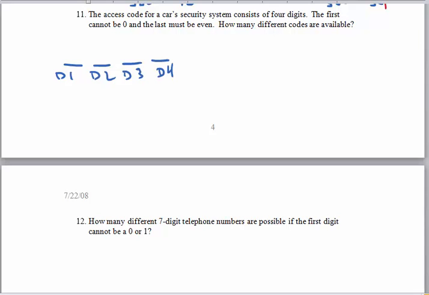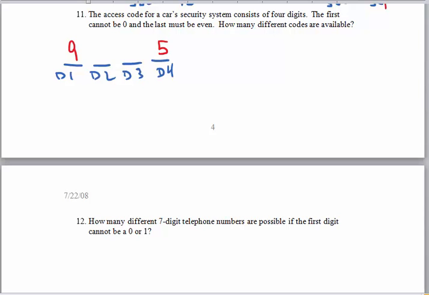Now, since they didn't say anything about repetition, we'll assume that we can repeat. The only restrictions, however, are that the first cannot be a 0. So there's 10 digits normally, but the first digit cannot be a 0. So there's really only 9 choices for the first digit. And the last one has to be even. So how many digits are even? There's actually 5 even digits, right? 0, 2, 4, 6, and 8.